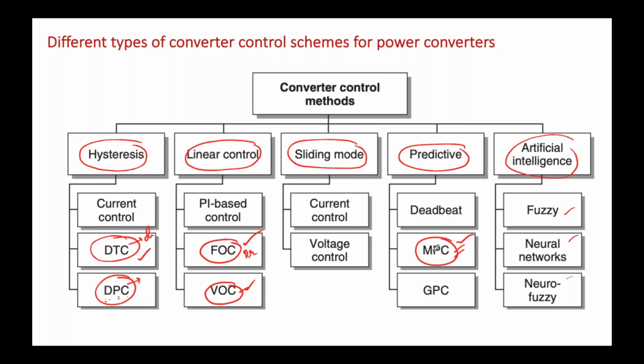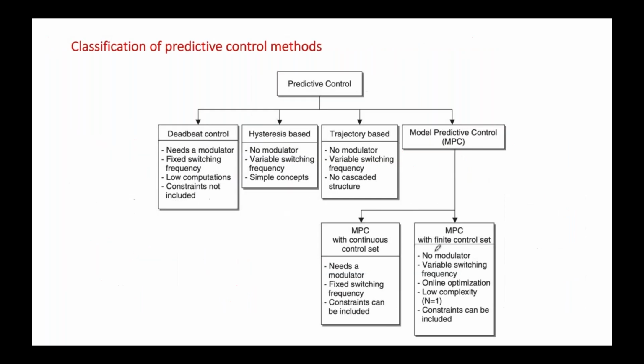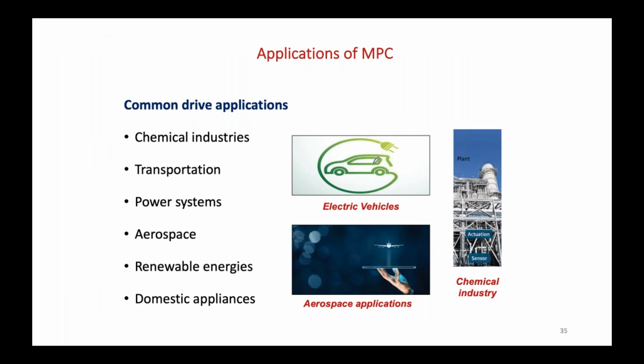In today's session, I will try to highlight what model predictive control is and why it is so important for drives applications. I will highlight only the key points. After that, within 5 minutes, I will wind up today's session. Right now, come to applications of the model predictive control method. Generally, it is used for various applications. It is not only applicable for electric vehicles; they are adopting it for chemical factories, power systems, aerospace, renewable energy, and domestic applications also.